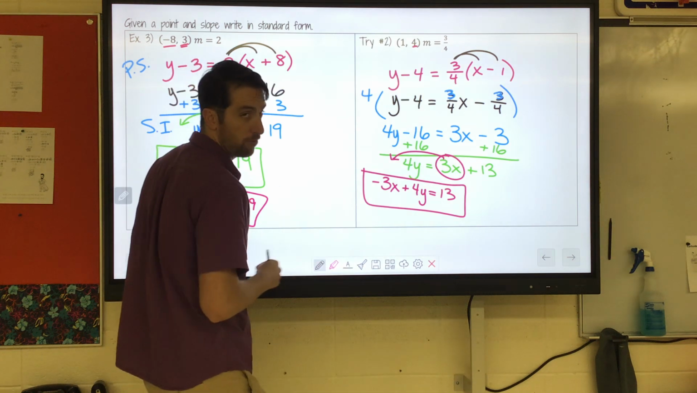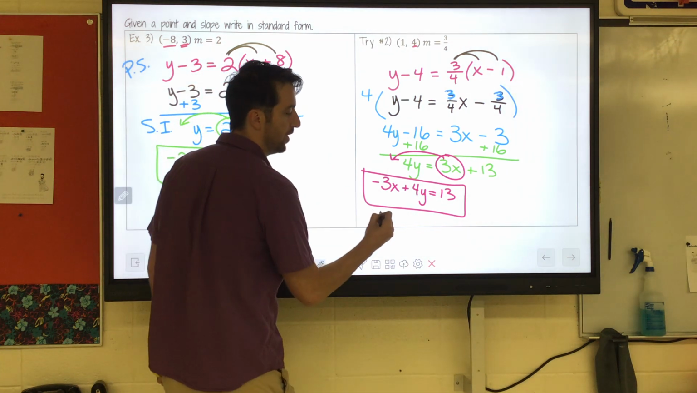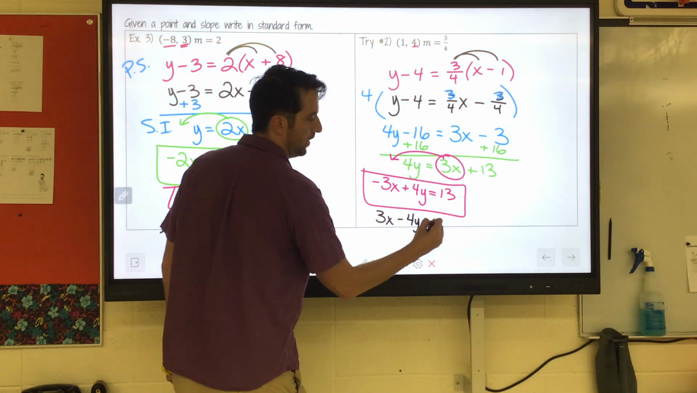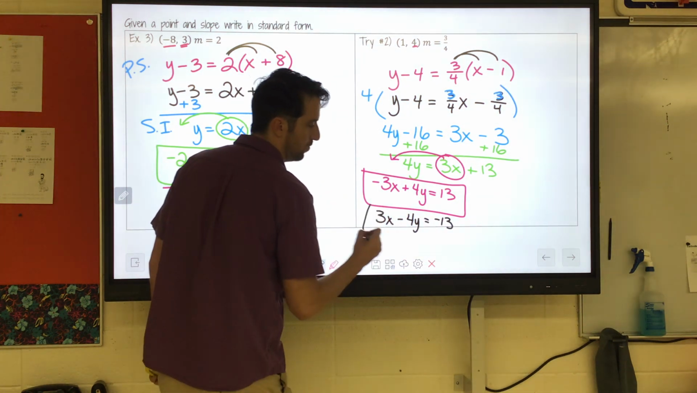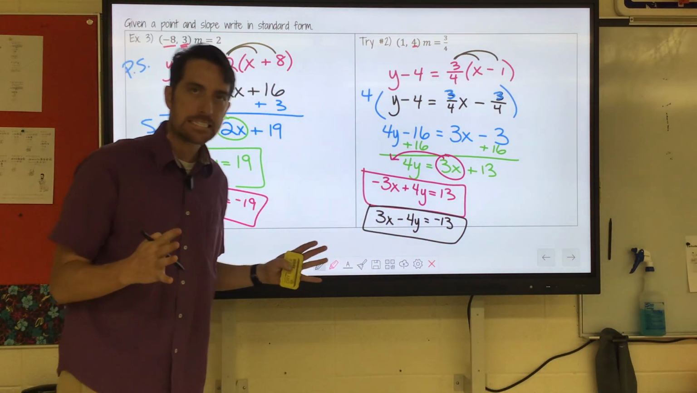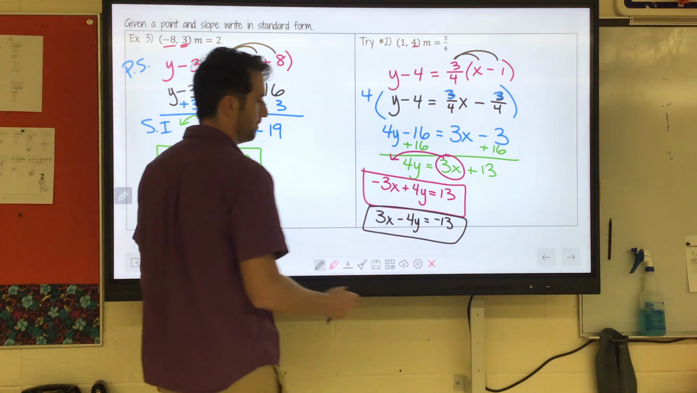If we want to force that a to be positive, that would make it positive 3x. Negative 4y equals negative 13. You just multiply everything by negative 1, you make everything the opposite. Cool.